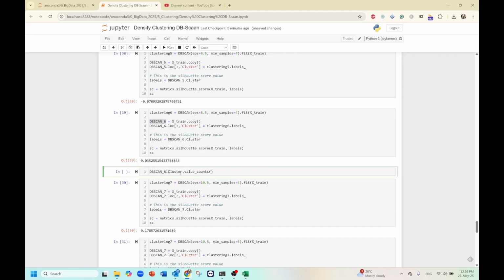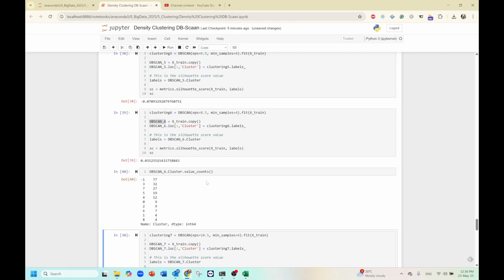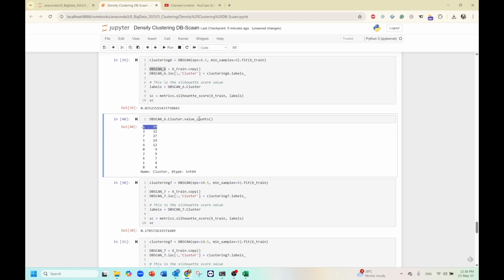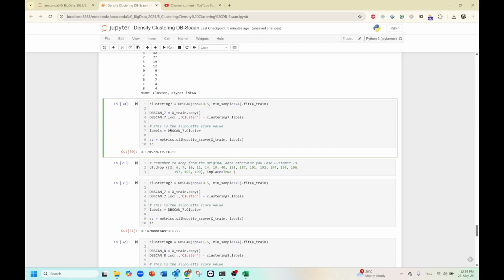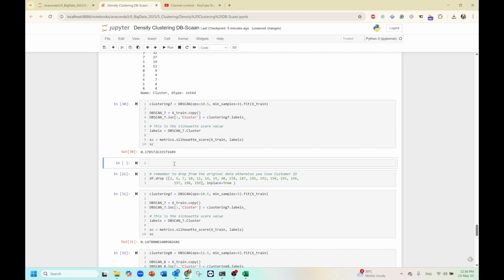Okay, let's just do that. Look, so many clusters and many of them are unreasonable. I don't need these. And then I have 77 outliers. Oh, what? Come on. So you see now the relationship between these evaluation scores. I'm gonna go here and put 7 instead of 6.